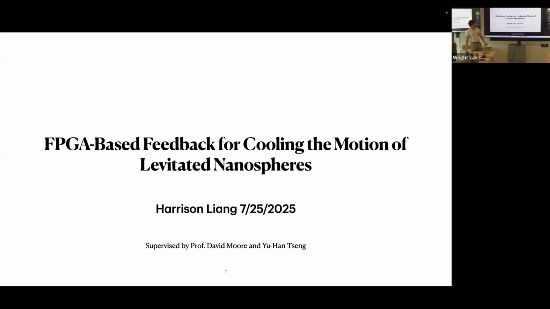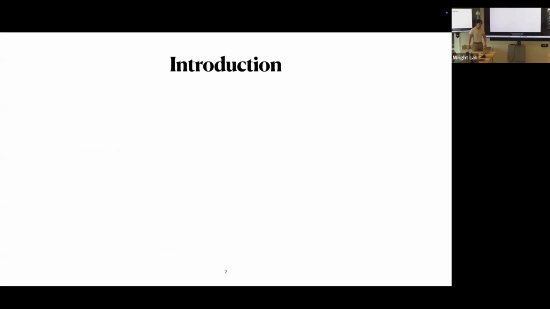Over the summer, I had the pleasure of working under Professor David Moore and grad student Yuhan to develop an FPGA-based feedback system for cooling the center of mass motion of these levitated nanospheres. To start off, a brief introduction on the idea of levitation.